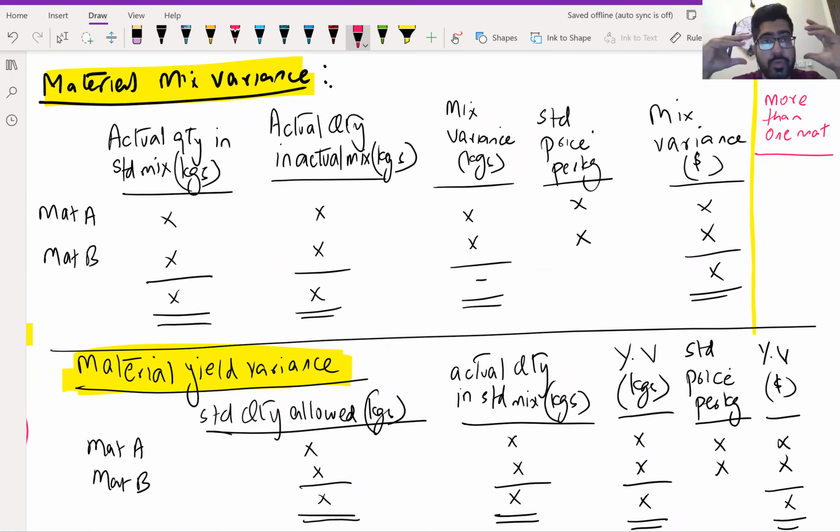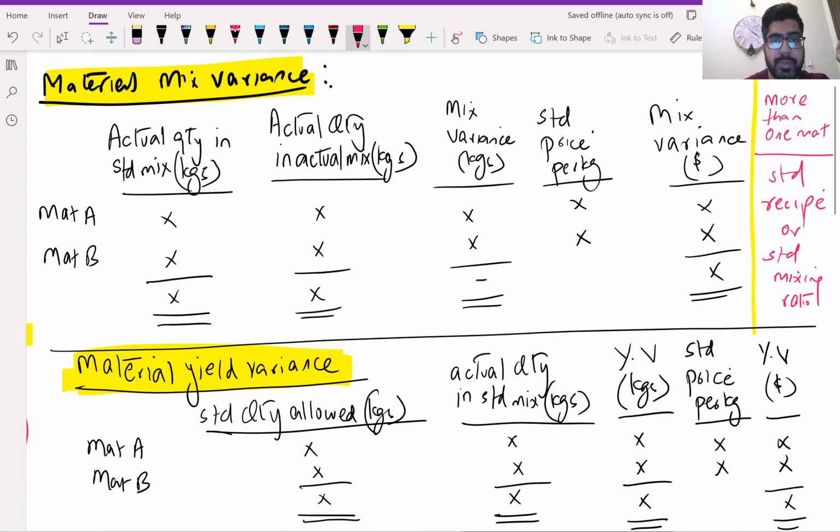Whenever a product has more than one material, you do not say: input each material in whatever quantity you like. No. Every product which has more than one material has a standard recipe or a standard mixing ratio. For example, you are making a cake. It has more than one material: eggs, flour, butter, sugar. You cannot say input each material in whatever quantity you wish. No. There is a standard recipe or standard mixing ratio that this much egg should be input, this much flour should be input, this much sugar should be input.